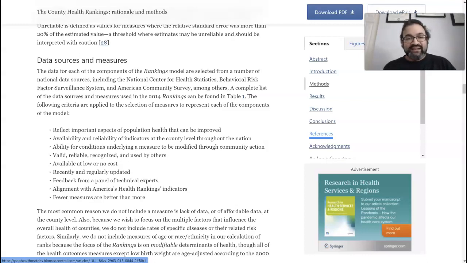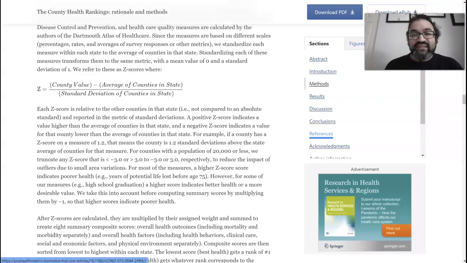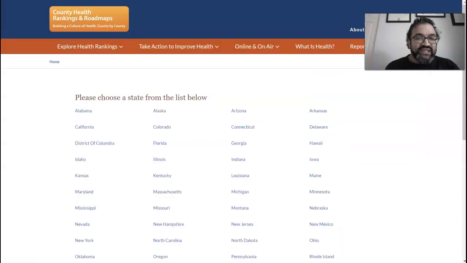So what are some of the processes and datasets used to derive this? This is derived from not only the Behavioral Risk Factor Surveillance System, but also the American Community Survey and the National Center for Health Statistics. These are all combined to create the county health rankings and then generate a z-score and z-statistic. Let me switch over quickly now to how you can look at one of the states.